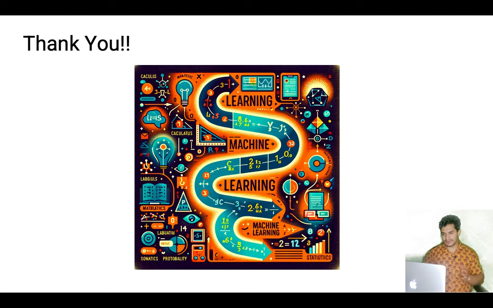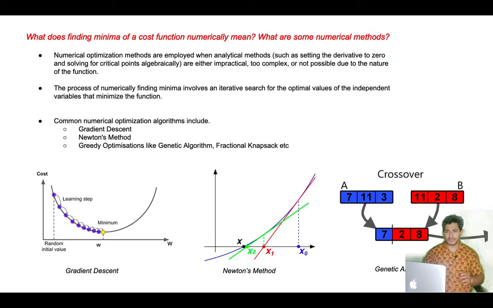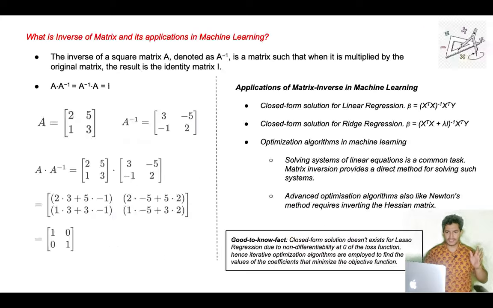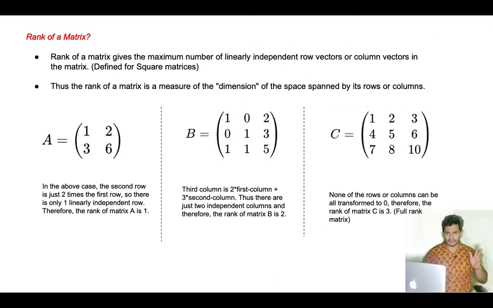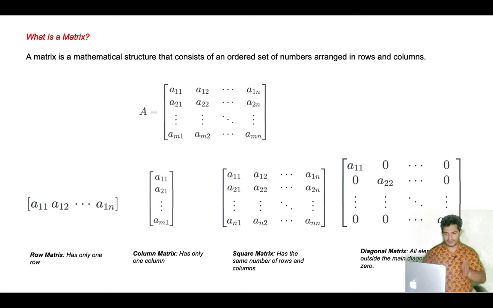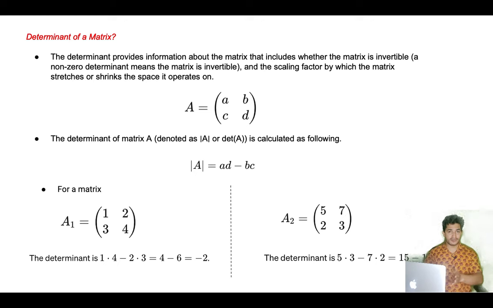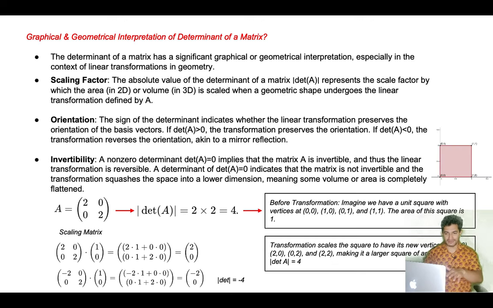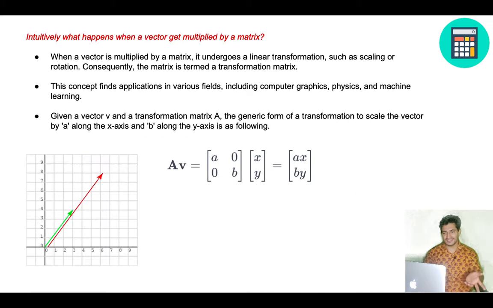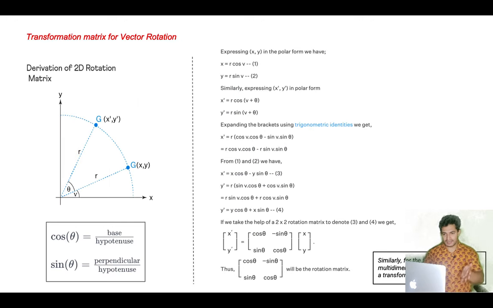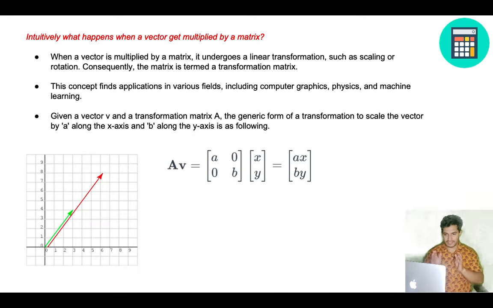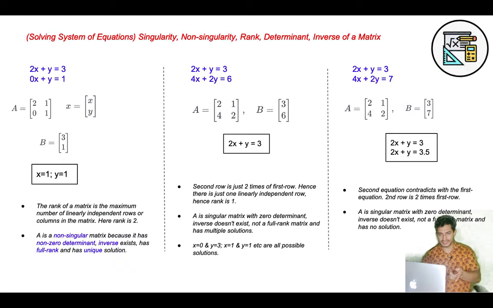So with that, we come to the end of this video, where we covered a lot of concepts. So just quickly revising all the concepts for you, it will be a quick revision. So we started with what is matrix, what is rank of a matrix, what is determinant of a matrix, how is it calculated, what is the significance of determinant of a matrix, orientation, invertibility, scaling factor. We looked at what happens when a vector gets multiplied by a matrix. We get this matrix for scaling it by A along x-axis and B along y-axis, and transformation matrix for rotation. We also looked at singularity, non-singularity, rank, determinant, inverse of a matrix, and how this is used while solving a set of equations.